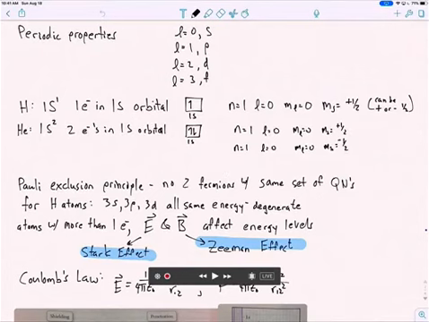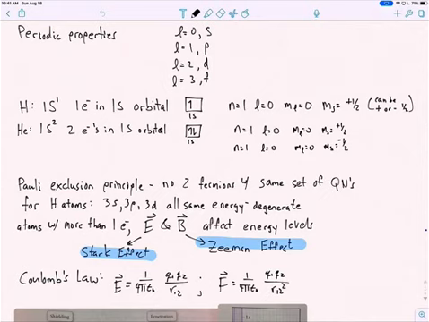Okay, we moved on to chapter 9 now, and we're talking about periodic properties. If you remember with quantum mechanics, when L equals 0, we have an s orbital, L equals 1, we have a p orbital, L equals 2, d, L equals 3, f. And we're going to start with the first electron in the hydrogen atom.